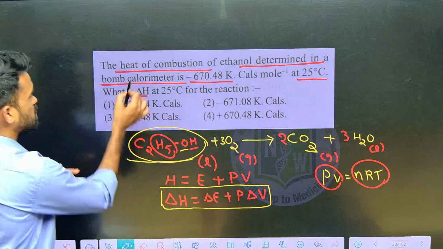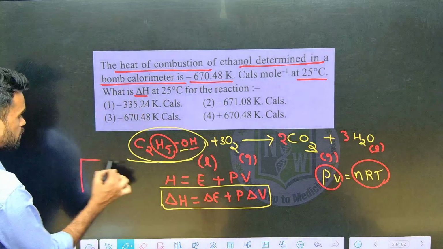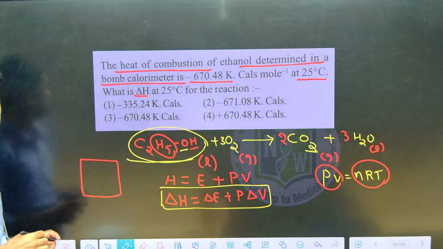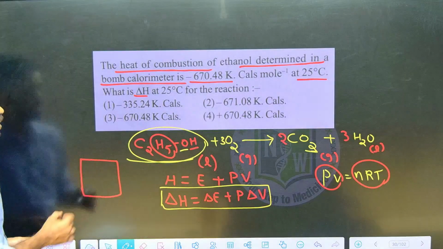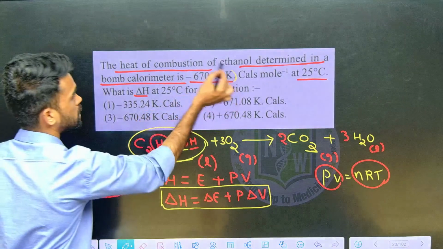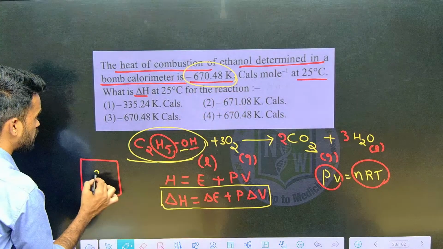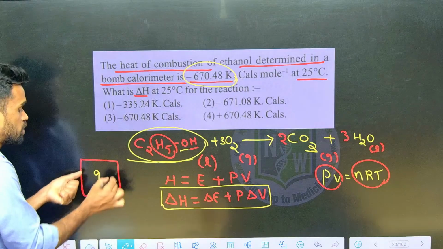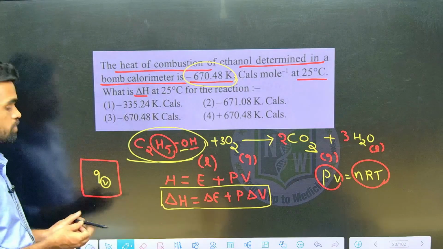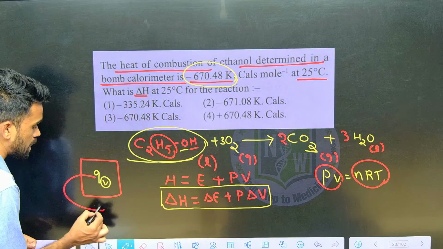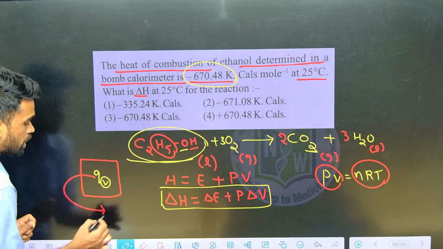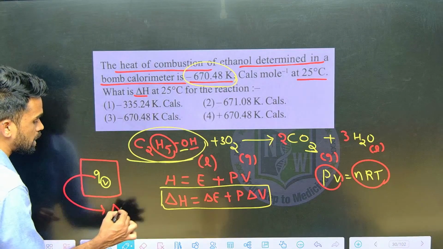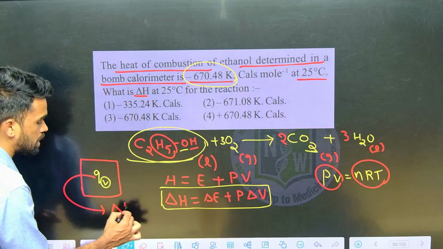See, this bomb calorimeter is a closed container. Whatever heat we have calculated here is the heat content of this system calculated at constant volume. So the heat content of the system calculated at constant volume is considered to be the internal energy, that is delta U or delta E.